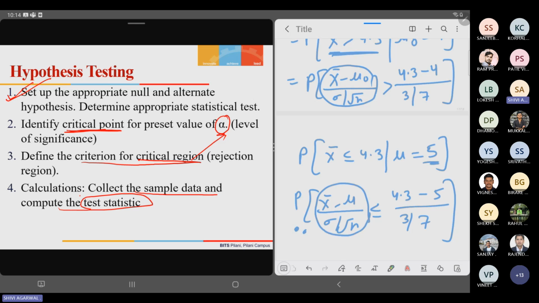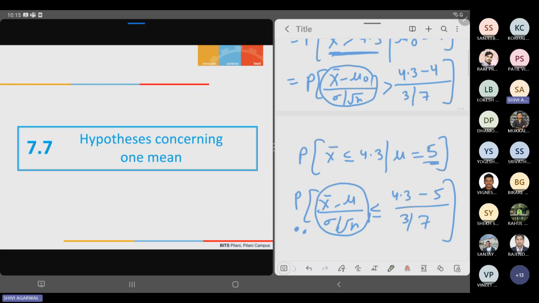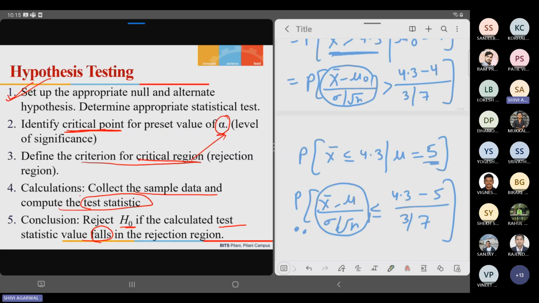Because it is a large sample size, by the central limit theorem, do you remember the central limit theorem? X bar approximately follows the normal distribution. Then based on that calculation, we reject H naught if the calculated test statistic falls in the rejection region. Otherwise, we fail to reject H naught. So that is hypothesis testing, section 7.6.